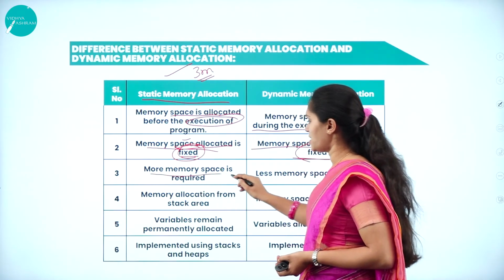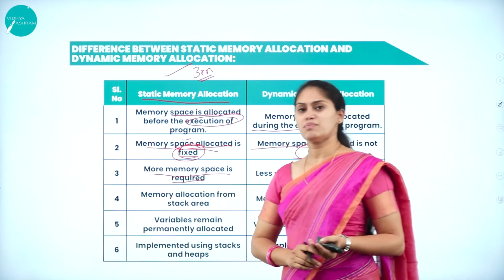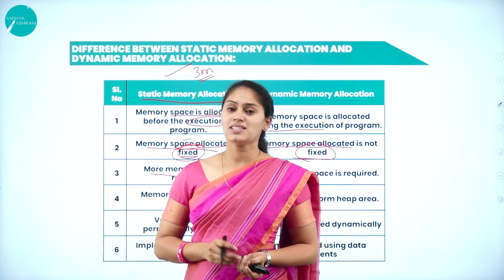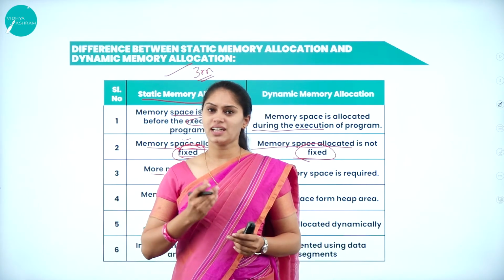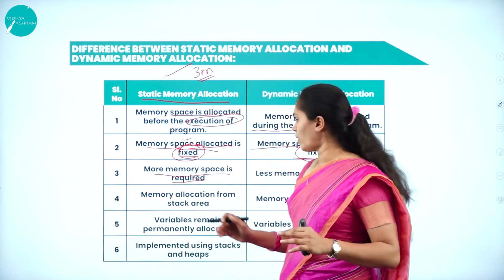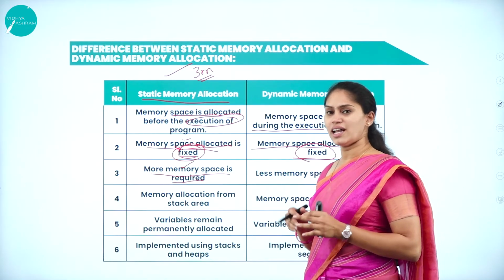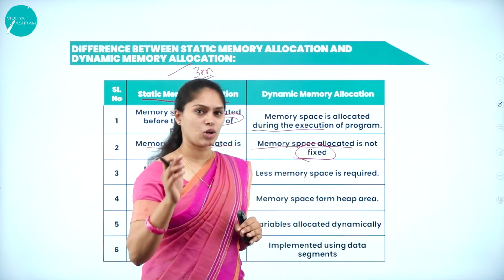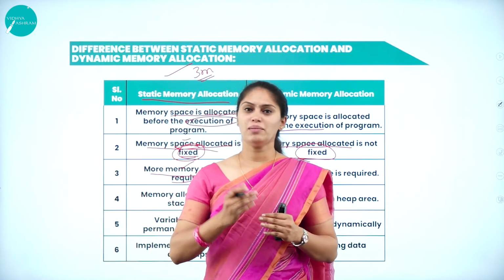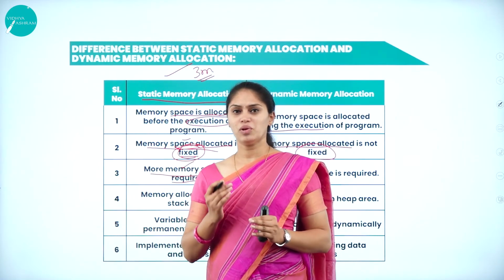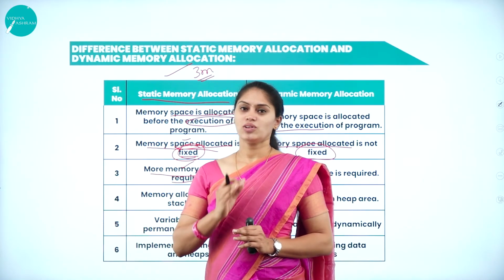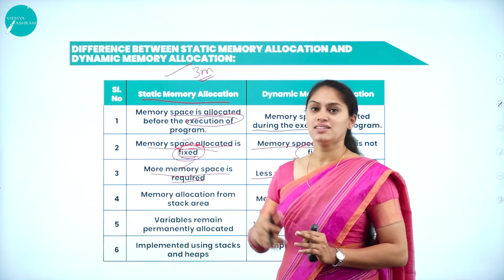So more memory space is required. Why is more memory space required in static allocation of memory? Because it takes place at the time of compilation. At the time of compilation, it allocates some memory space, and for that it will require more memory. Coming to dynamic allocation of memory, here I require less memory space than static allocation. What is the reason? Here I allocate the memory at the time of running or execution of a program, so it requires less memory than static.